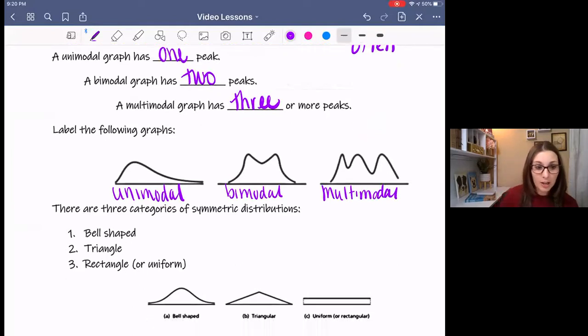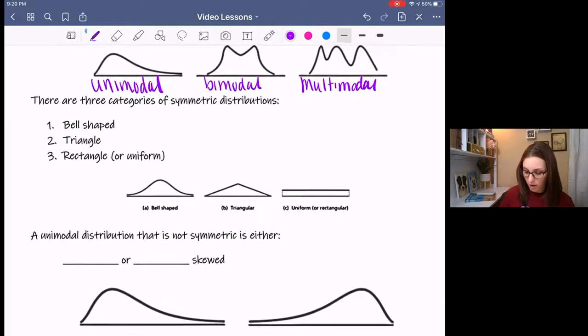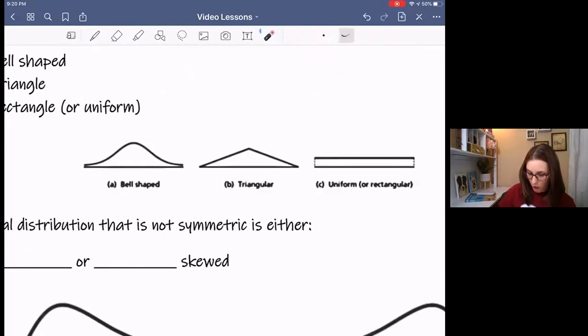Forget it. There are three categories of symmetric distributions. There's bell-shaped, triangle-shaped, and rectangle-shaped. And that's kind of a sketch as to what they look like. You're going to see this one a lot.